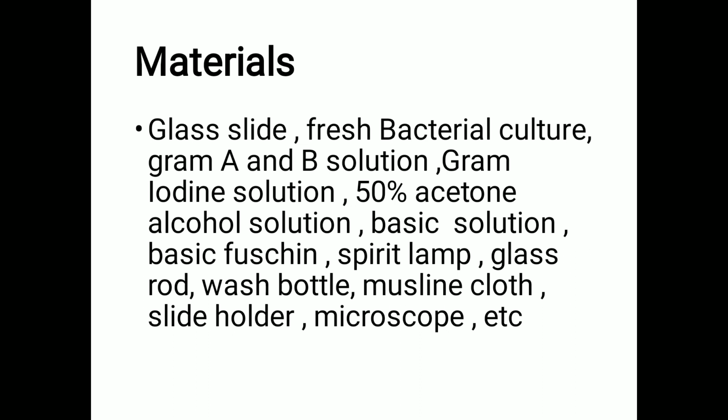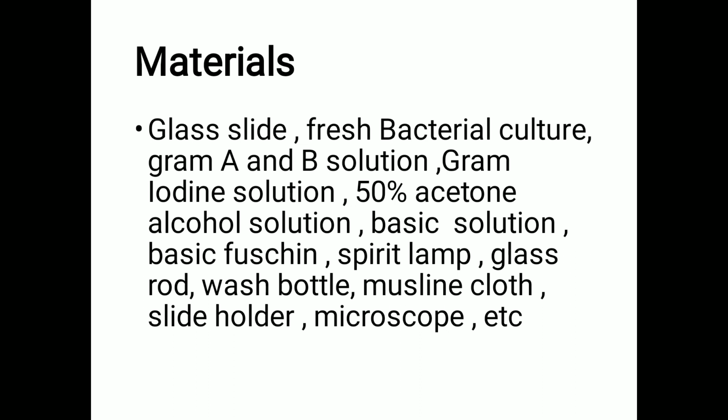Next, what kind of material is required for this experiment? Glass slide, fresh bacterial culture, gram A and gram B solution, gram iodine solution. As we know, iodine is a fixing agent; it fixes the color of the main stain. Then 50% acetone alcohol solution, which is a decolorizing agent; it decolorizes the smear. Then basic fuchsin, spirit lamp, glass rod, wash bottle, muslin cloth, slide holder and microscope. So that kind of material is required for the experiment.